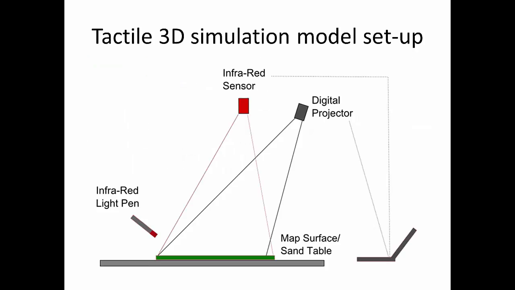So the setup is the 3D display, whether it be sand or one of these 3D printed displays, is on a table. A digital projector displays the geosimulation model over the top. I've got an infrared sensor and infrared light pen, which allows interactivity directly with the model. So this is an example of a 3D print. This is a 3D printed niblook.